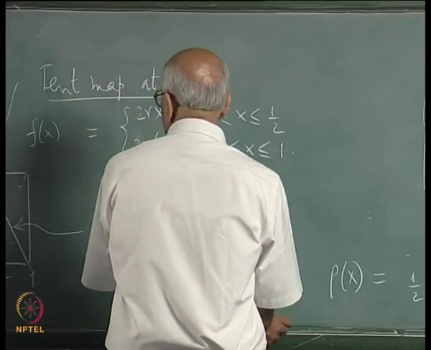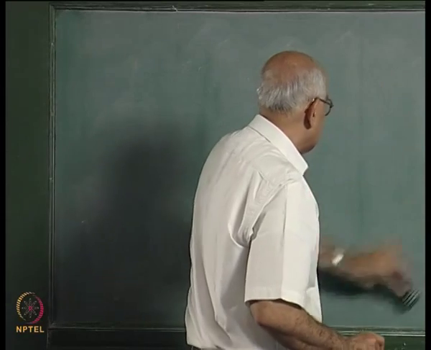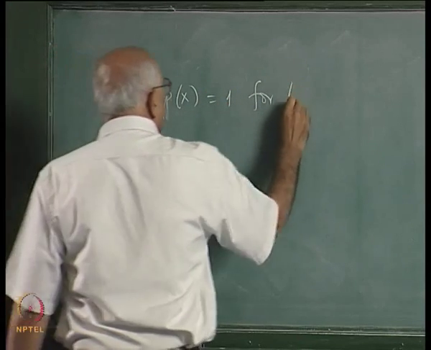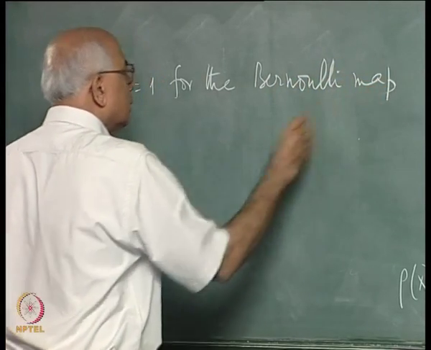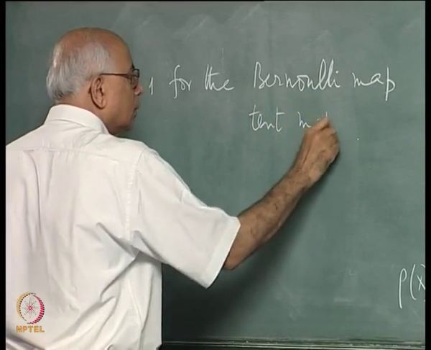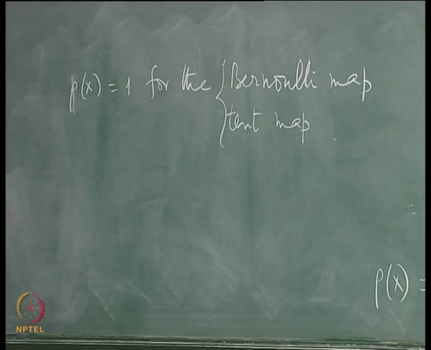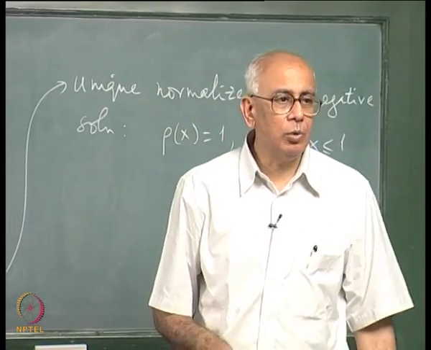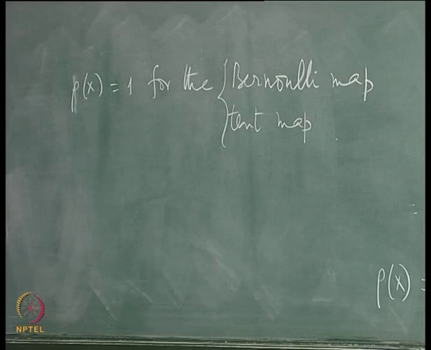So for both these maps, this is the tent map, the symmetric tent map at fully developed chaos. In both these cases, I have rho of x equal to 1, for the Bernoulli map or the Bernoulli shift, and the tent map. Not true for the tent map for r less than 1, between half and 1. That's not true, because then it's not the unit interval at all. It's much more complicated than that. And the invariant measure is not findable by analytic means. You can find it numerically, because the equation is not easy to solve in that case. But here, for these fully developed cases, for these onto maps, this is certainly true.